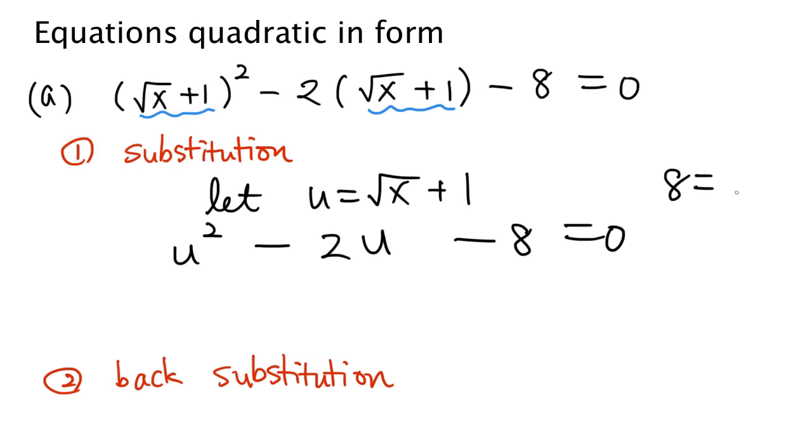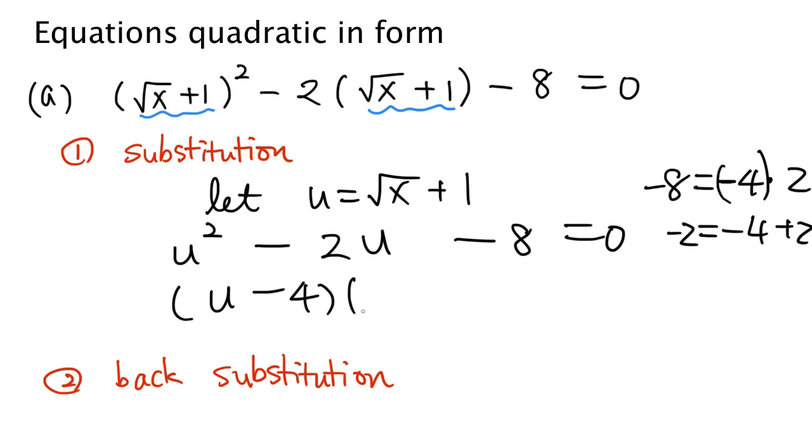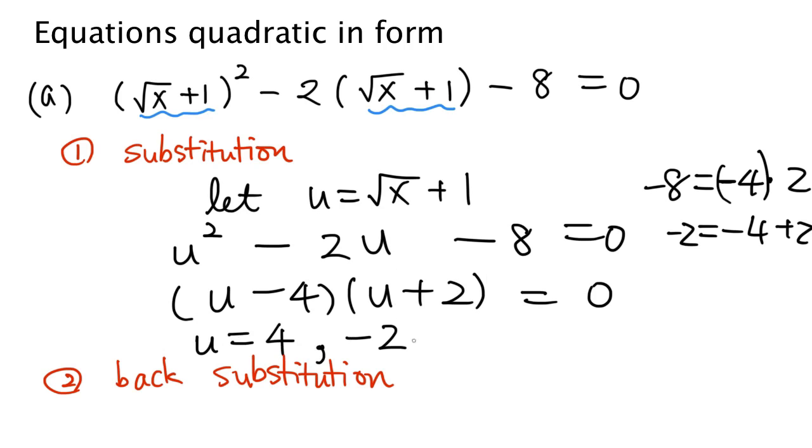So 8 equals 4 times 2, and negative 8 is negative 4 times 2. And negative 4 plus 2 is also negative 2, the coefficient of u. So we can factor the left hand side as u minus 4 times u plus 2. So the solutions are the values of u making either the first factor 0, which is 4, or making the second factor 0, which is negative 2.